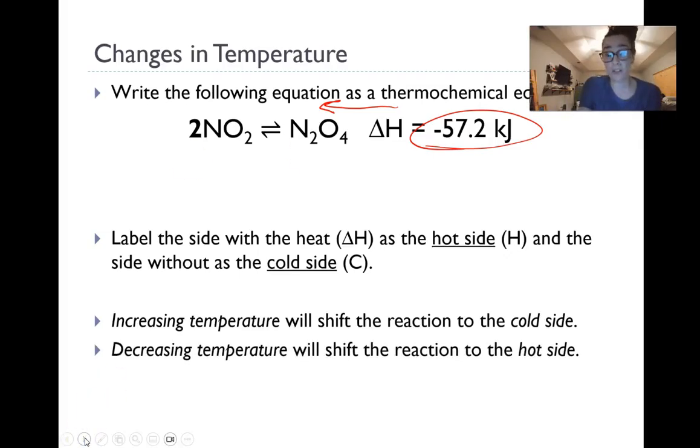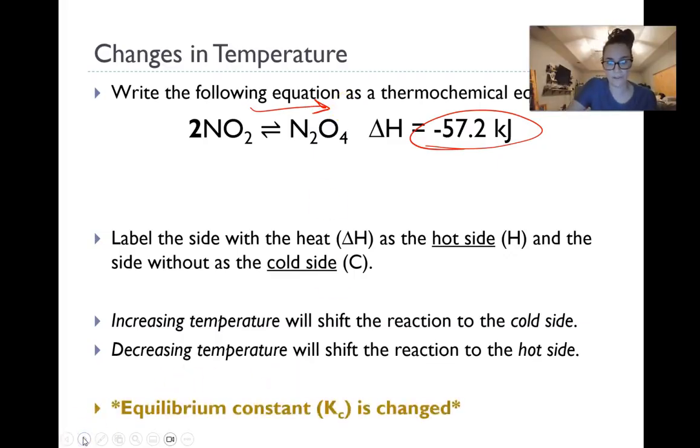Likewise, if we were going to decrease the temperature, so if we make the surroundings colder, this is an exothermic reaction, it releases heat. So how does it counteract a decrease in temperature in the surroundings? It's just going to make more heat, right? So it's going to shift to the right and just release that heat because it is exothermic. So it's going to shift to the hot side.